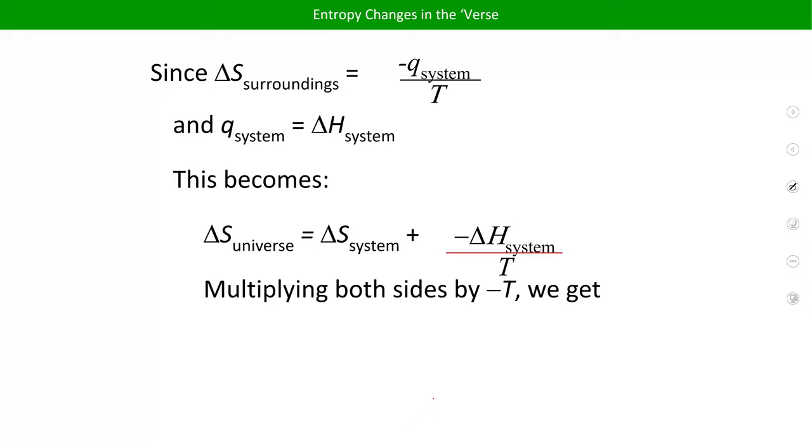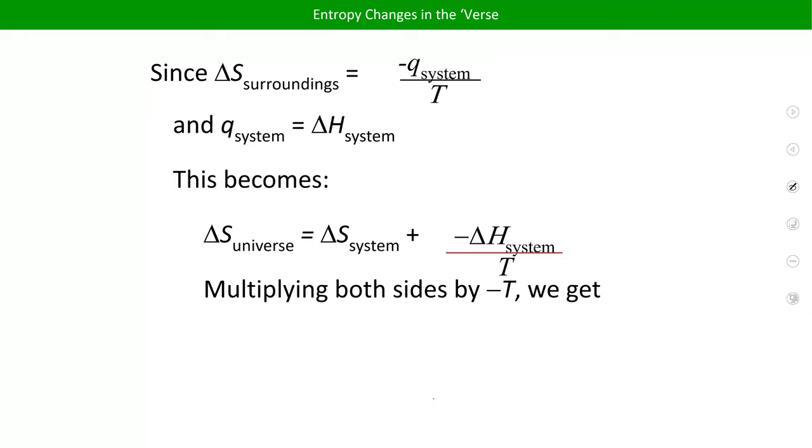So if we can define delta S of our surroundings in terms of the system, and we can define Q for the system as delta H of the system, we can do a quick substitution to get delta S of the universe purely in terms of our system now. We basically remove that surroundings bit by redefining delta S of the surroundings in terms of the system, which is a little bit of algebraic sleight of hand, to put it all in terms of things we can actually measure that are dependent on our reaction and nothing else.